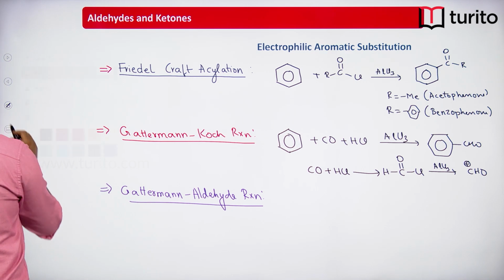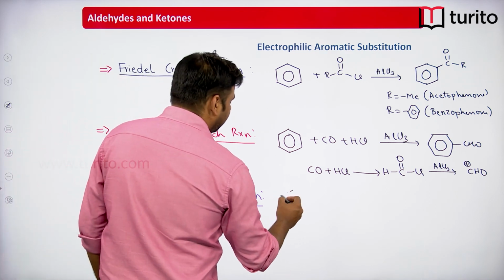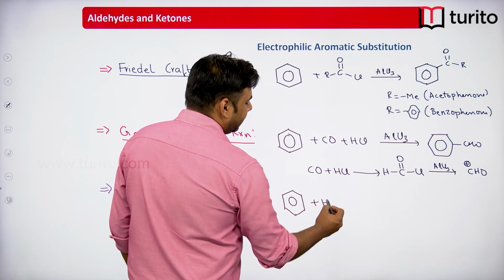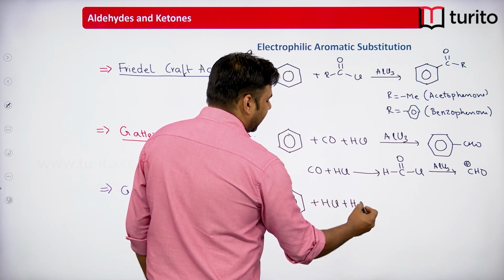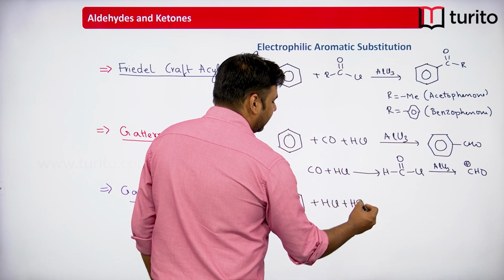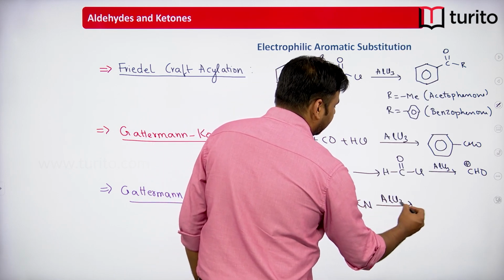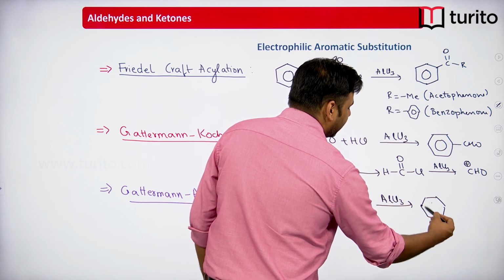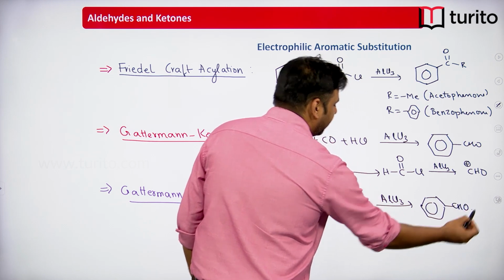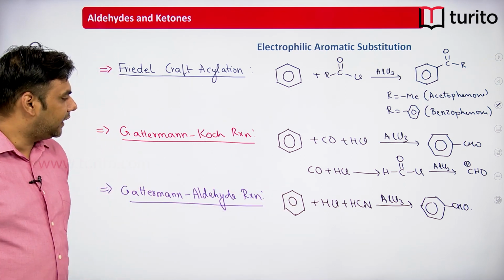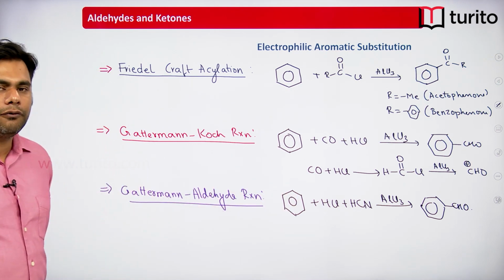Now in a Gattermann aldehyde reaction, we take a benzene ring and react it with a mixture of HCN and HCl in the presence of AlCl3, and again we get a benzaldehyde molecule. So we react benzene with HCN and HCl, and we get a molecule of benzaldehyde.